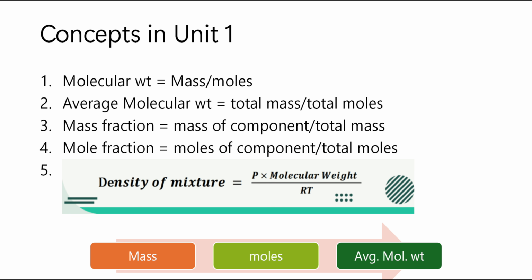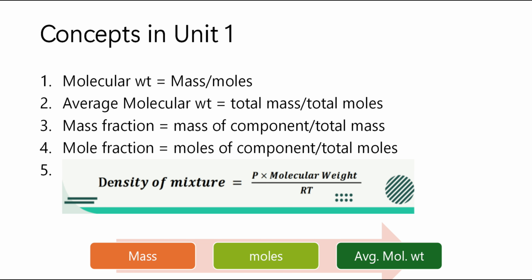To find the average molecular weight, we have to know the total mass of the system and the total number of moles in the system. Followed by that, to find the mass fraction or mass percentage, we have to find the ratio of the mass of a component to the total mass. Similarly, for mole fraction, moles of a component by the total moles.